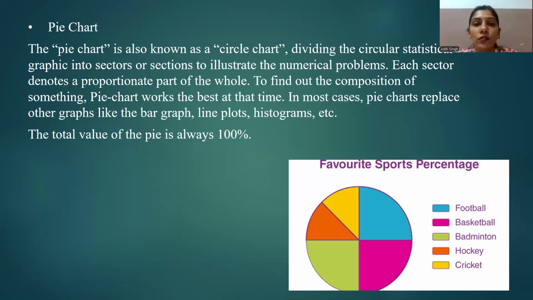Pie charts are widely used in presentations, reports, and publications to present categorical data effectively. They are effective for showing parts of a whole, and they can highlight relative portions or distribution within a data set. So this is the pie chart.